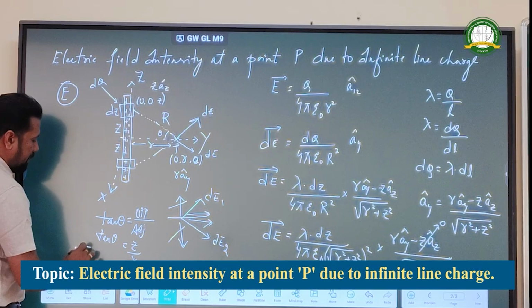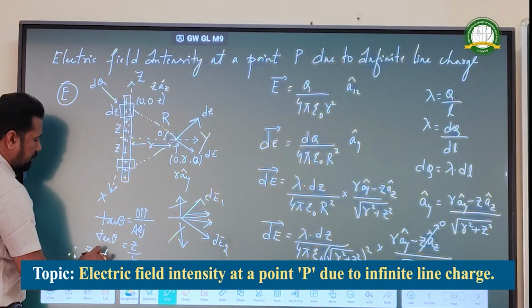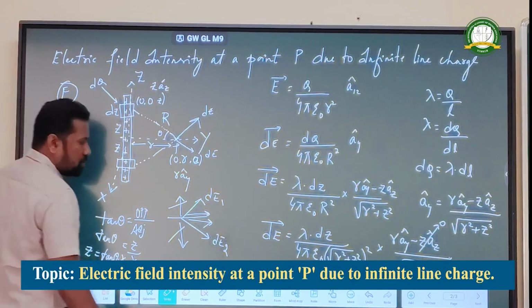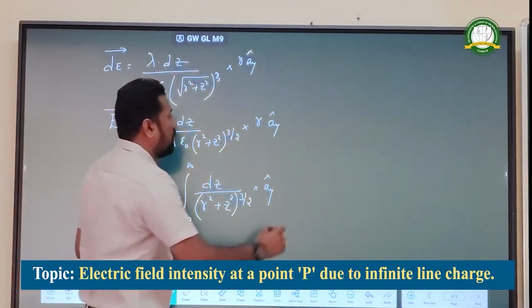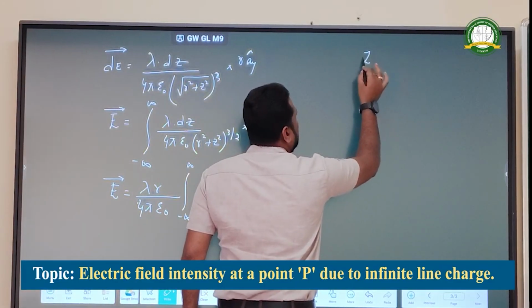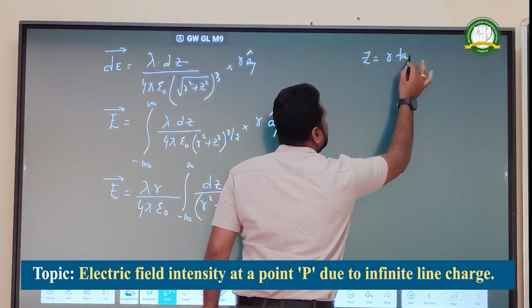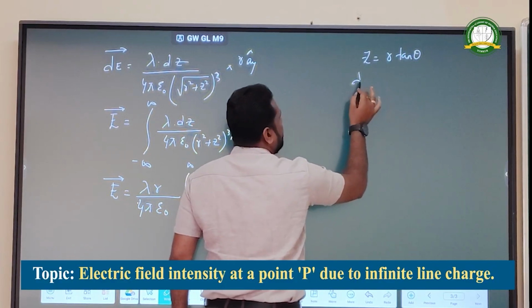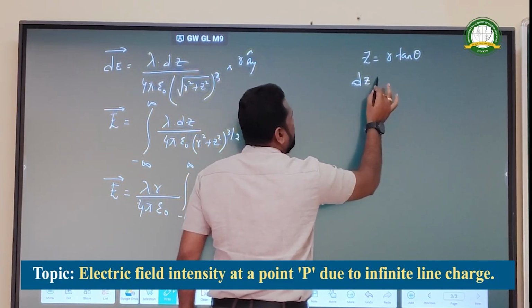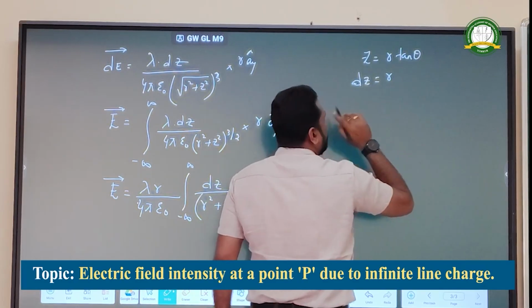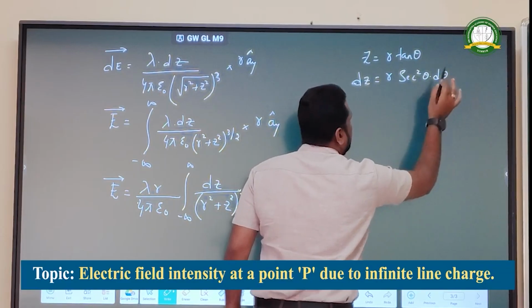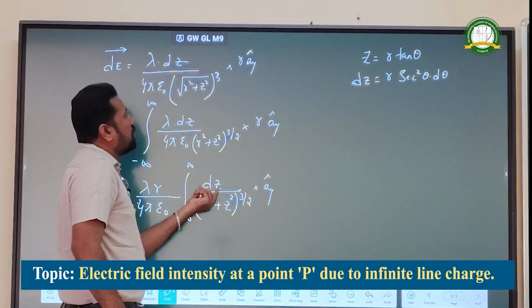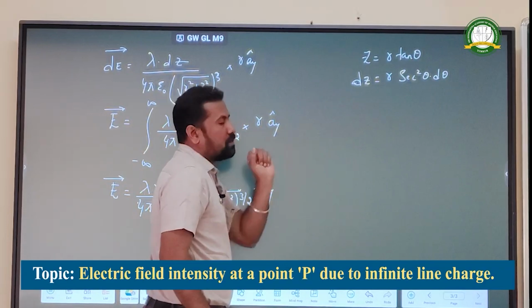Therefore, z is equal to tan theta into r. So here in this equation I need dz. So z is equal to r tan theta. If I differentiate this, I will get dz. dz is equal to r times the differentiation of tan theta, which is secant square theta d theta. So here I have got dz.